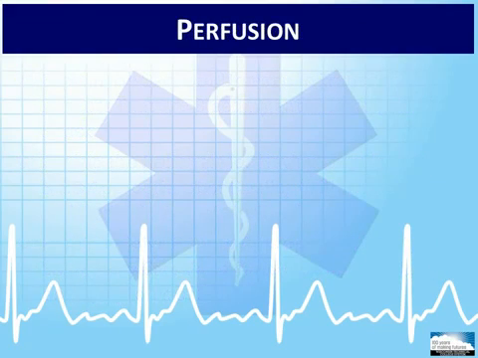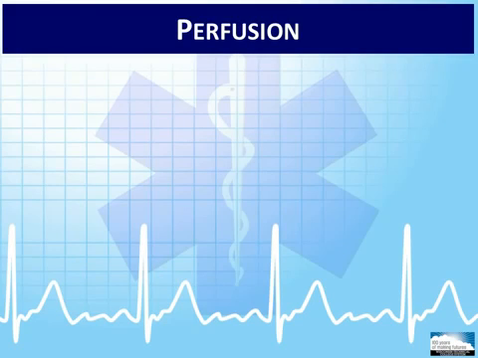For the purposes of discussing shock, it is important to understand the concept of tissue perfusion. Within this context, perfusion is defined as the adequate delivery and removal of gases, minerals, and other nutrients to body tissues and the cells from which they are comprised. Of significant importance is the adequate delivery of oxygen to the cells.